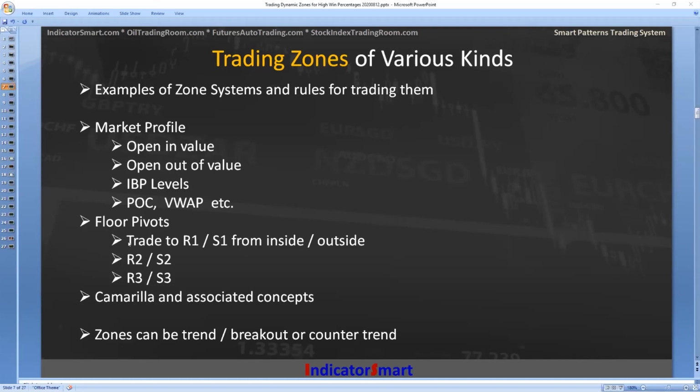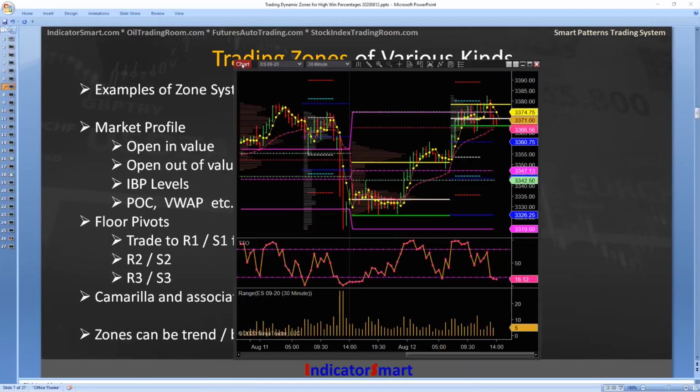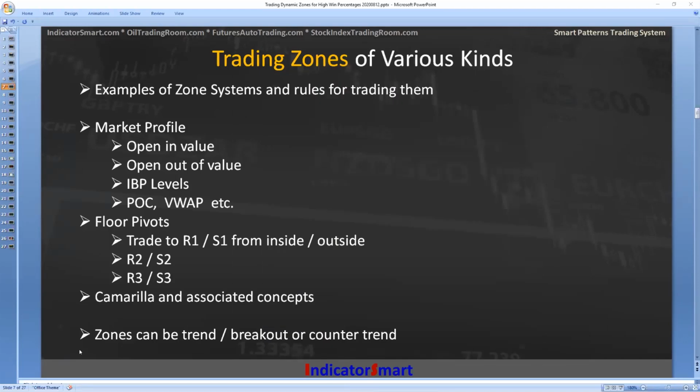So what you would do if you were researching that kind of thing is ask the question, using exactly the same concepts as we just did: if I open inside of R2, S2, what's the probability that I'll trade up to R2, S2? The probability is probably pretty similar to what we just talked about. If I open up above R2 or below S2, what's the probability I go to R3? Or if I'm trading inside of R1, S1, what's the probability that I go to R2, S2?